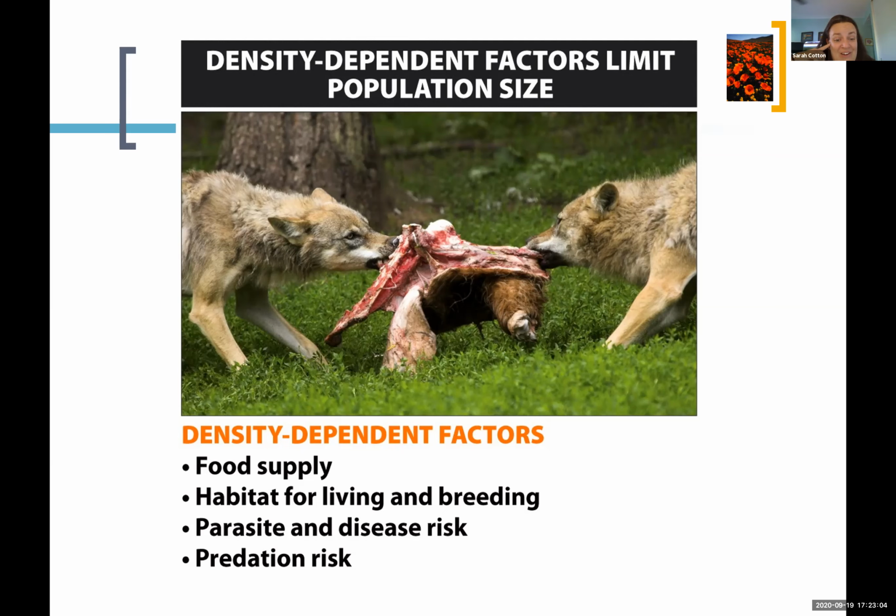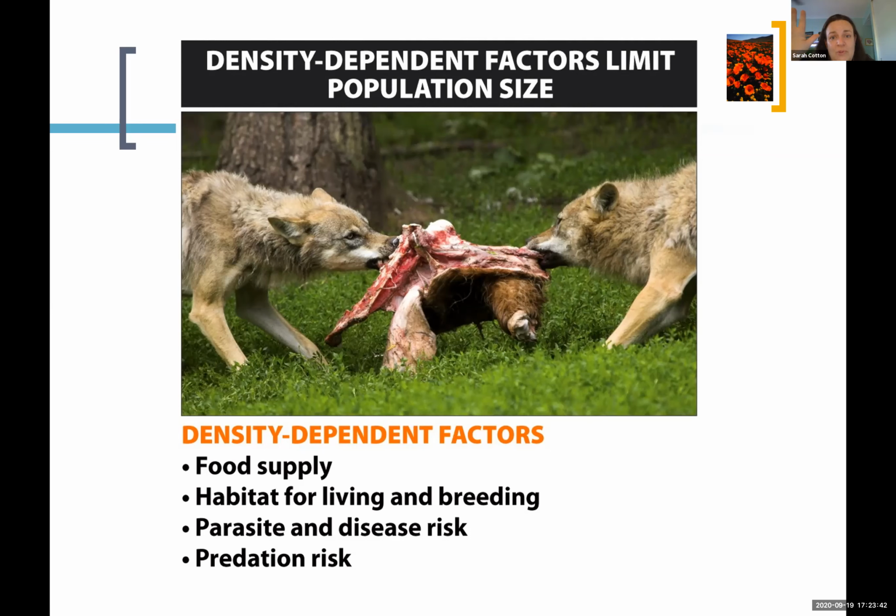Another density dependent factor is parasite and disease risk. We're going to talk a little bit more about parasites next week, so for now, don't worry so much about that. But disease risk, this is perfect. Why is it in the time of COVID that they are telling us not to gather in groups of more than 10 people? Because the more closely packed a large number of people are, the more likely we are to transmit infectious diseases to one another.